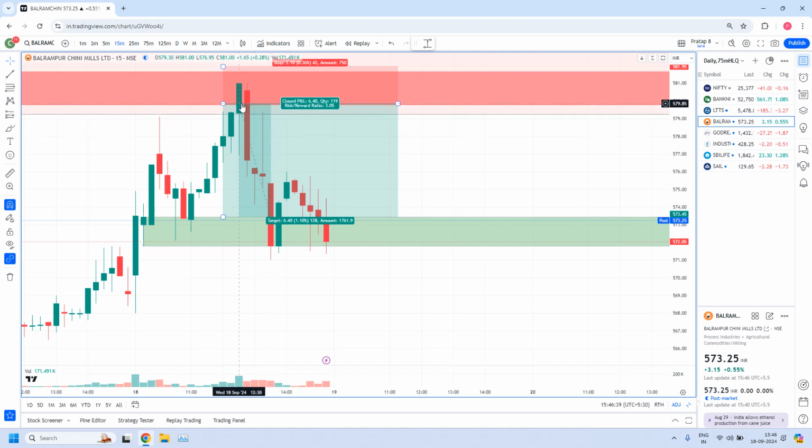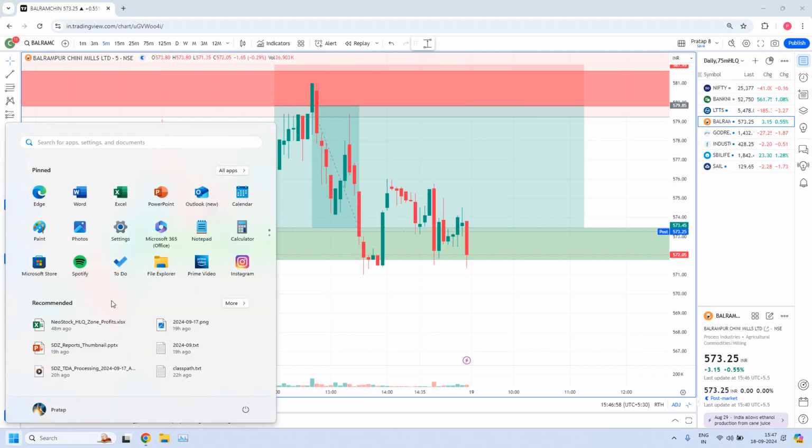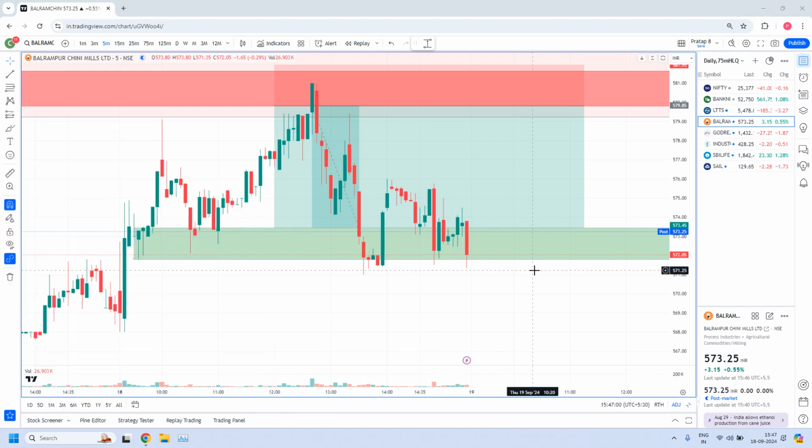First of all, in which candle we got the trade? Let me go to the 5 minutes time frame. So we got the trade at 12:40 candle, and then when it reached the target, 13:30 candle. That means within 1 hour the trade is completed. In less than an hour the trade is completed. How much profit we got? So let me open the Excel sheet.